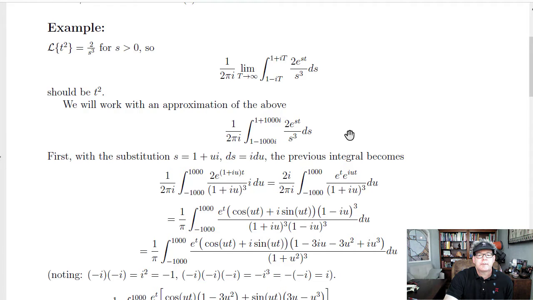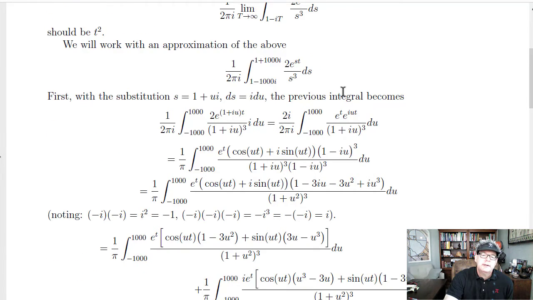And so let's find that integral by changing it using a substitution. If I look at my limits, I've got u minus 1000i. I prefer that to just be, say, negative u. So if I set s equal to 1 plus ui, then this will be negative 1000, and this will go to u equals 1000. So that's my substitution. s is 1 plus ui, ds is i du. And so what do we get?